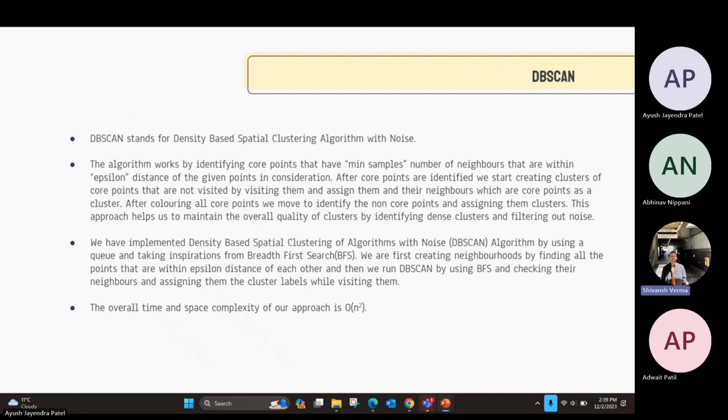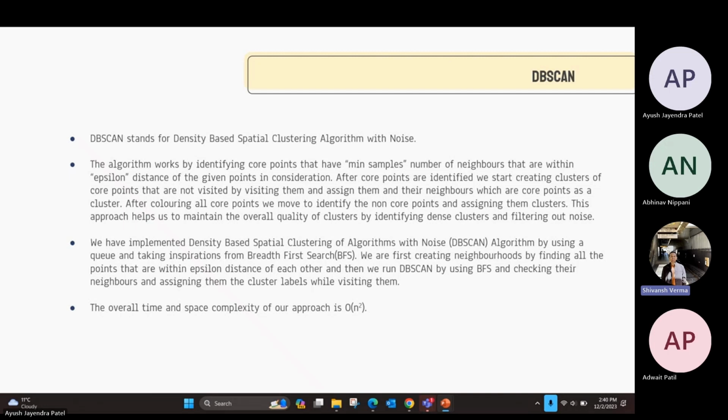We have also implemented DBSCAN, which stands for density-based spatial clustering of applications with noise. The algorithm works by identifying core points that have min_samples number of neighbors within another parameter known as epsilon distance of the given point in consideration. To calculate the distance metrics, we can use several methods such as Euclidean or Manhattan, but for the sake of simplicity, we have implemented the Euclidean metric to identify the nearest neighbors.